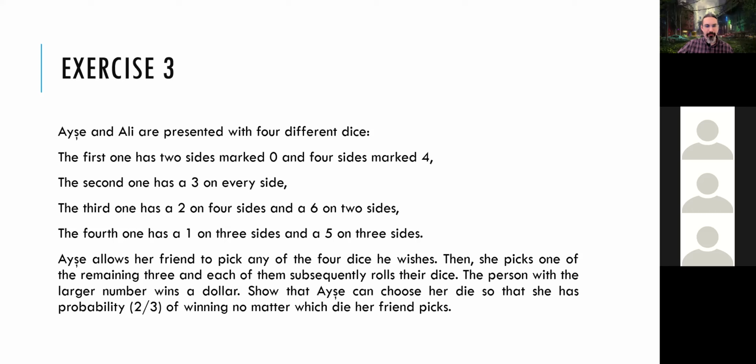16/81, something like that. 16/36, sorry, something like that. So there is a possibility of 16/36, which is like 4/9, that the first die will win over the third die. Ayşe will win. Okay, then let's just take a look at the last die, compare it with the first one as well. Okay, the last die, the fourth one, has a 1 on 3 sides and 5 on 3 sides.